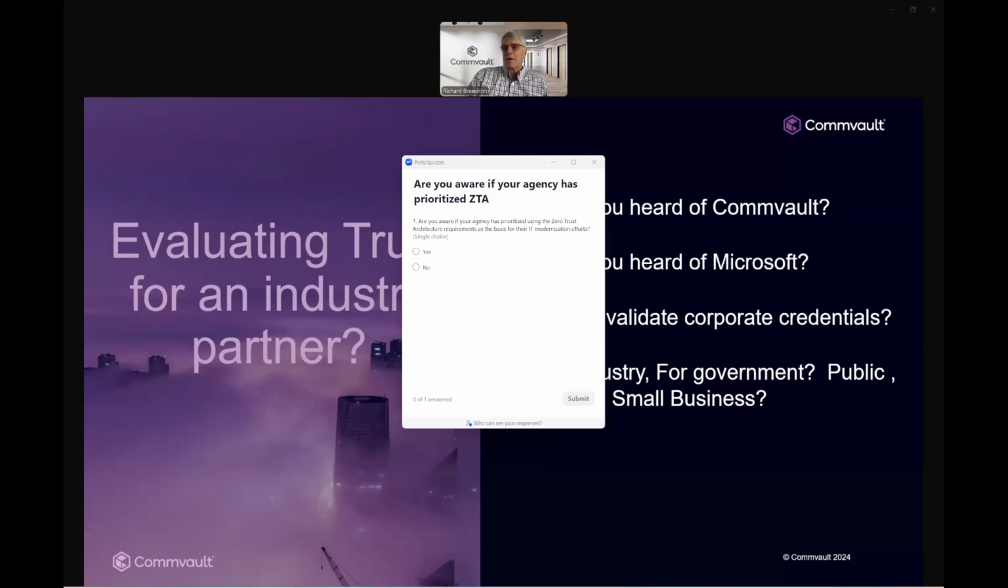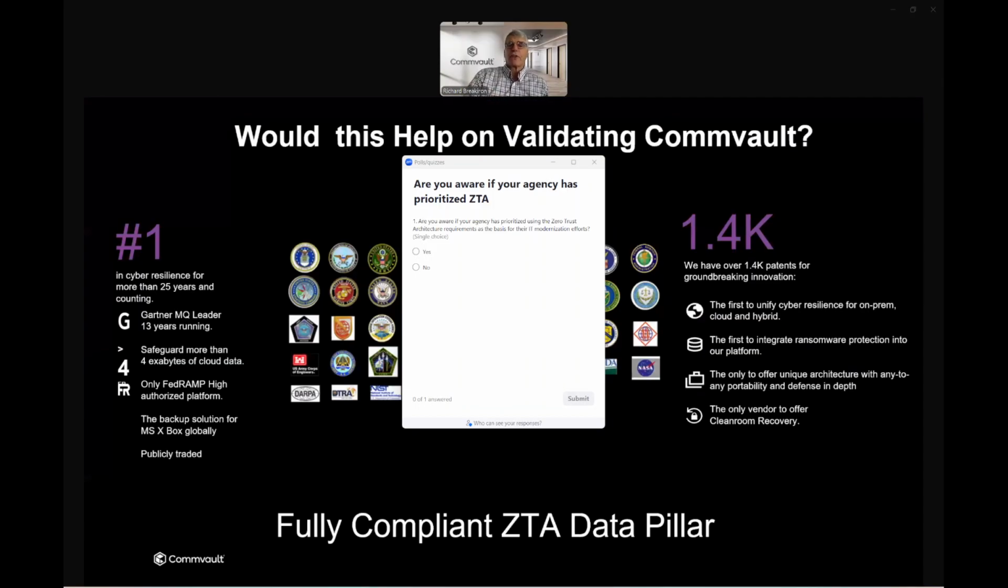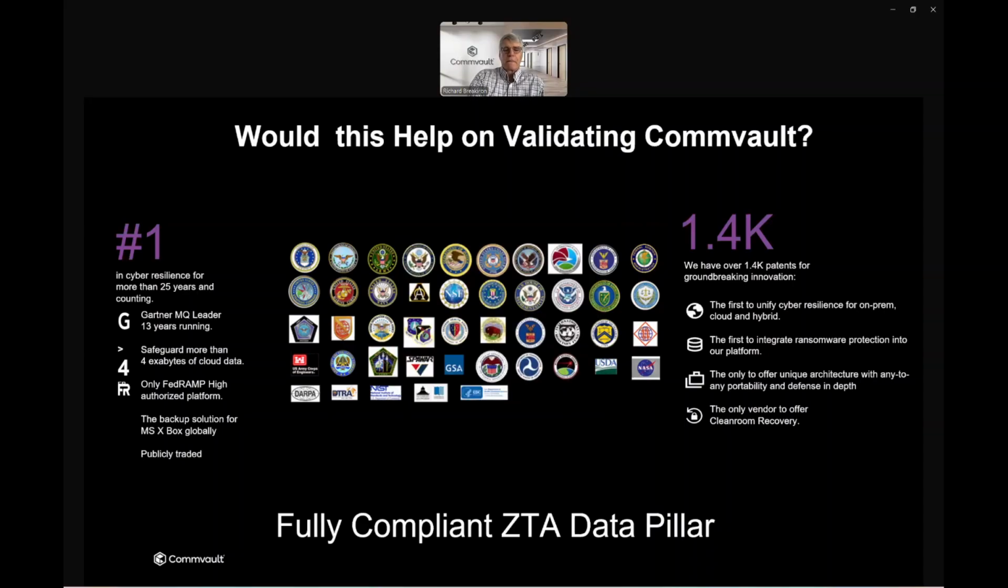So how do you validate corporate credentials for industry, government, public, private sector? Well, it's Commvault. Here's the number one in cyber resilience for more than 25 years and counting, really heavily focused on data. It has always been about data. This is their credentials from Gartner. I mentioned the Xbox. Grant, thank you for mentioning the FedRAMP High. I led that effort here, took over 3.5 years and a significant dollar figure to get that certification completed. We're less than 1% of the total people in the FedRAMP marketplace, only 1% of the offerings in the FedRAMP marketplace achieve FedRAMP High, so pretty significant.